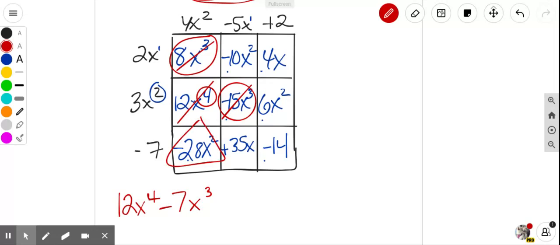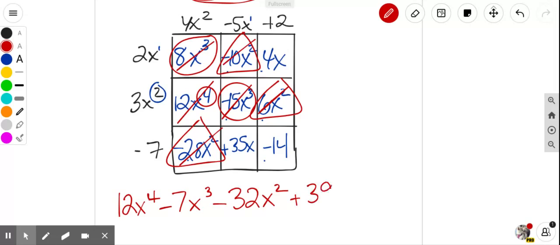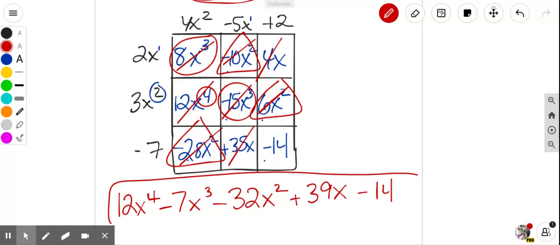Okay, so now 28x squared, negative 10x squared, and 6x squared. So negative 28 plus negative 10 would be negative 38. Negative 38 plus 6 would be negative 32x squared. Okay, then 35x and 4x would be 39x. And then minus 14. And so that would be your answer for this one. So those are definitely a little bit longer. I think on the practice for today, you're only doing one of those.